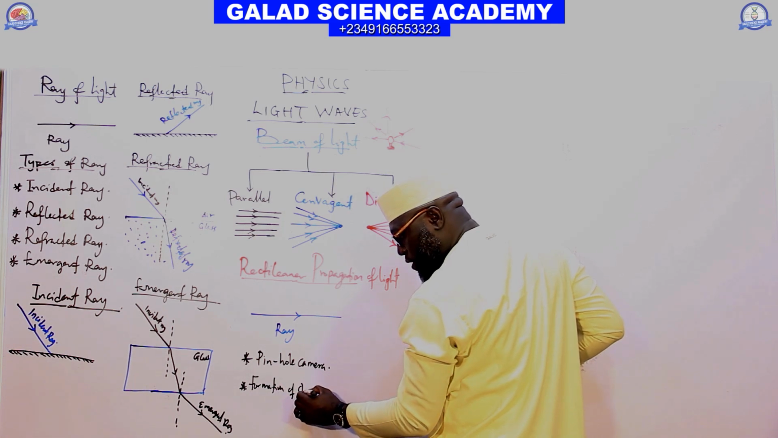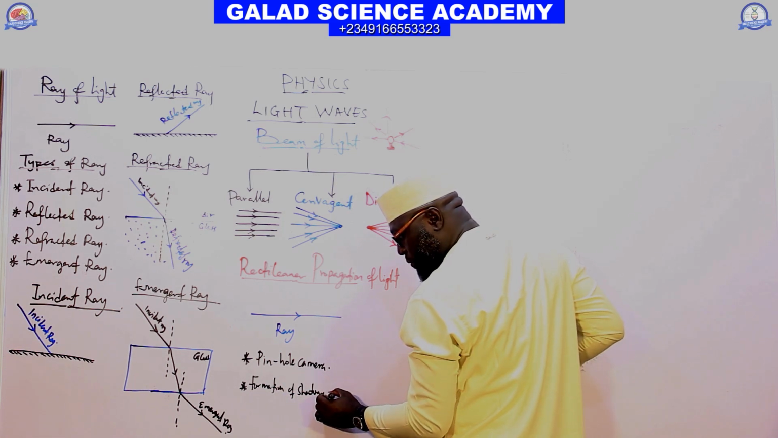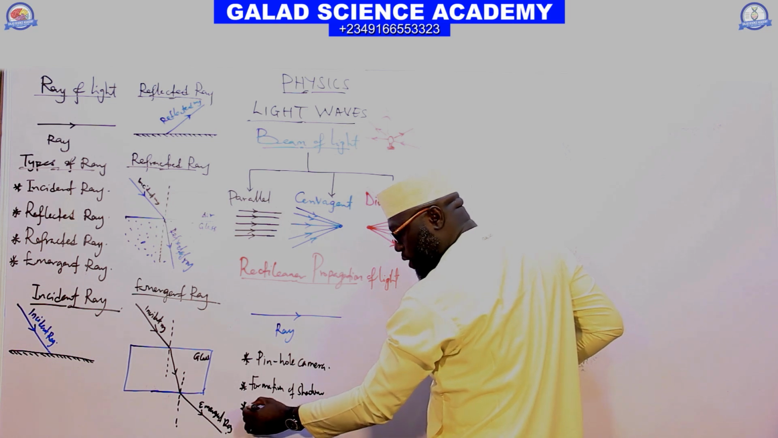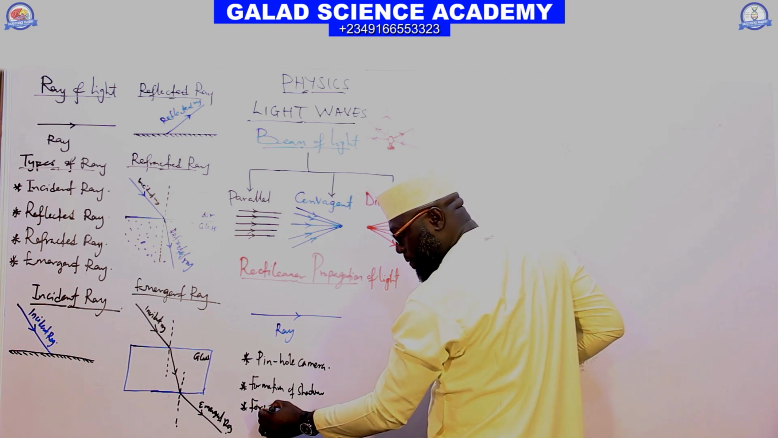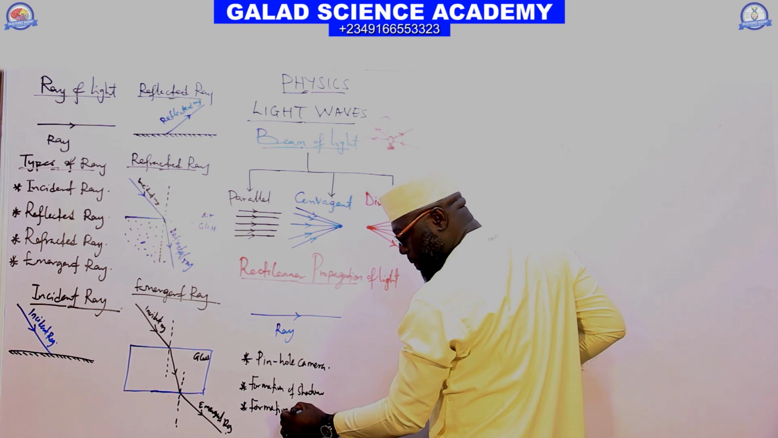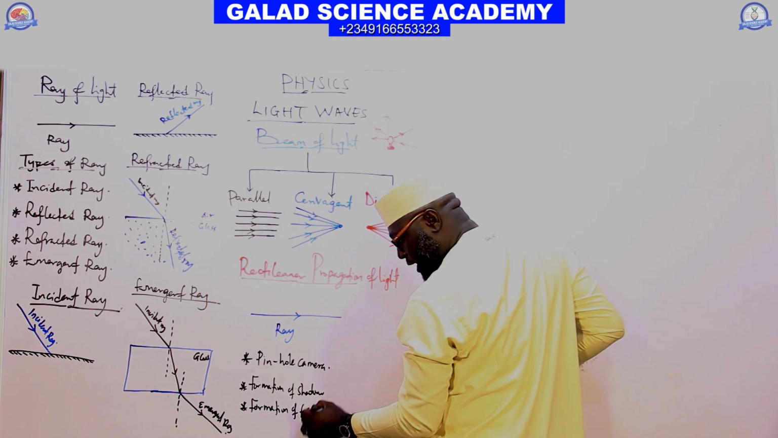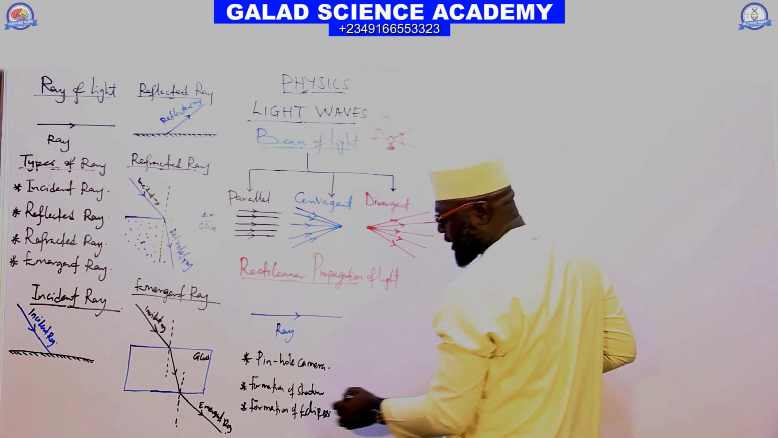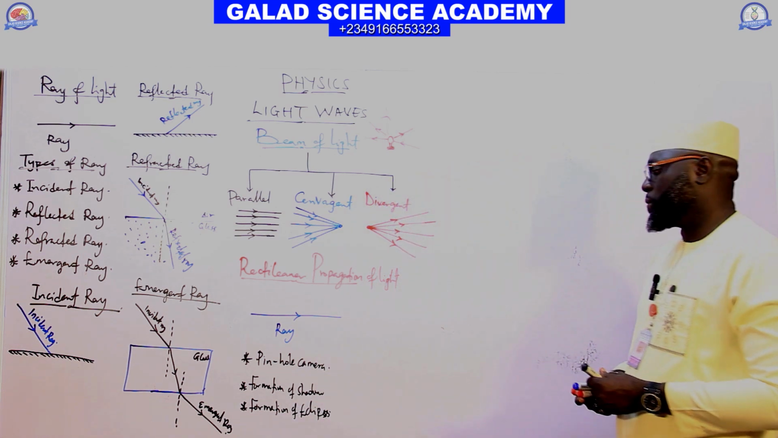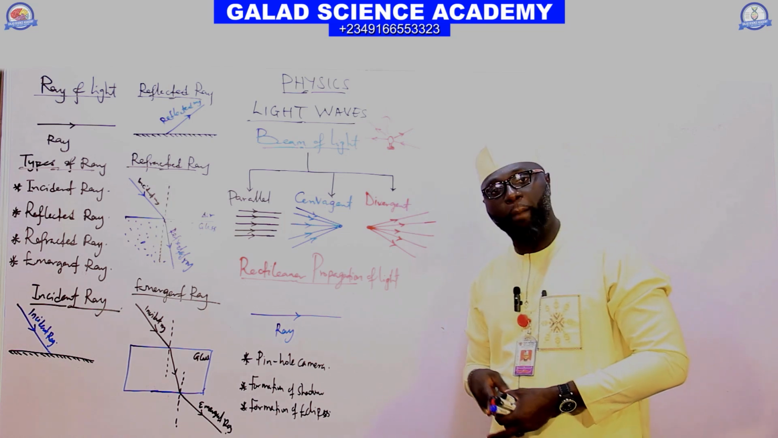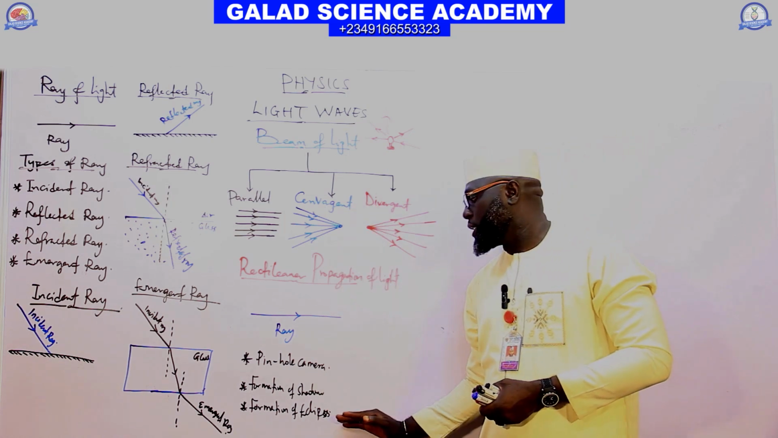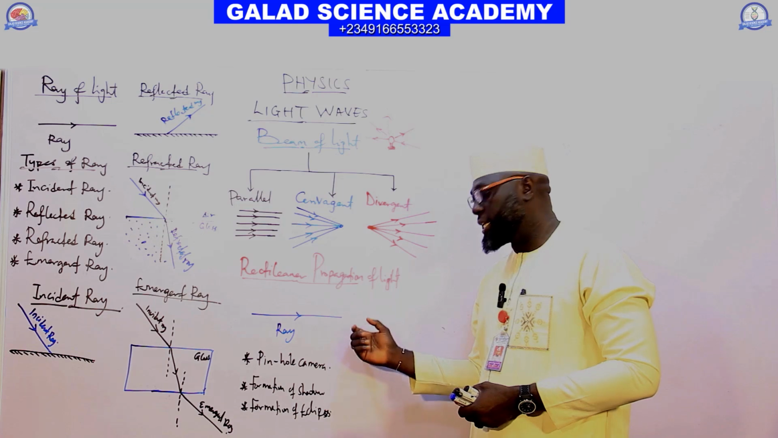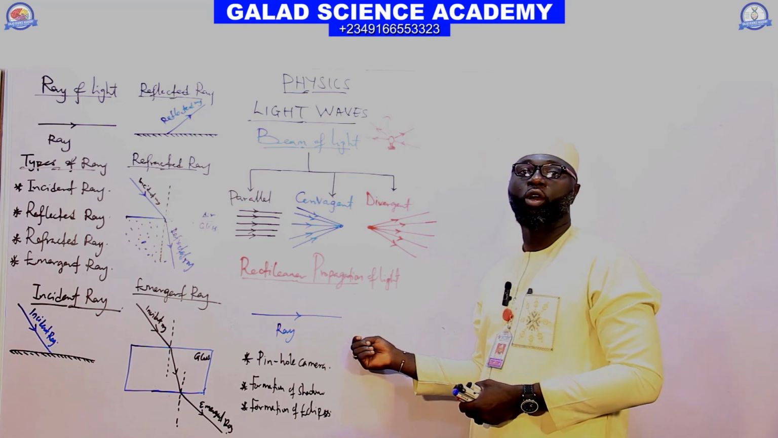Next, formation of shadow. The next one we have is formation of eclipse. Formation of eclipse is also an application of the rectilinear propagation of light.